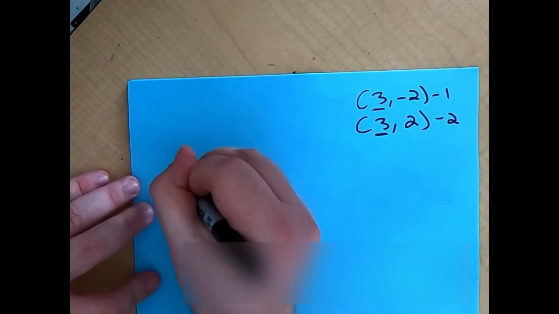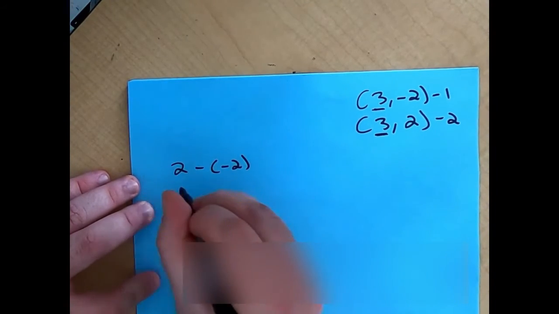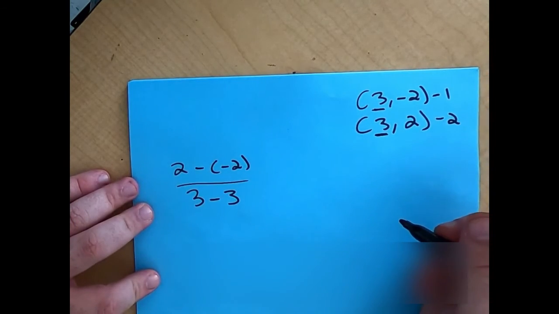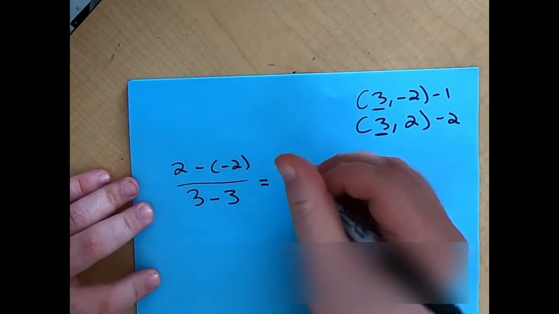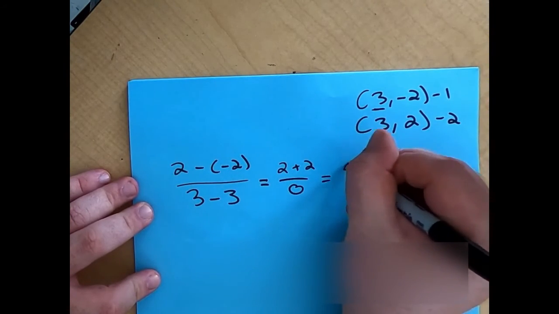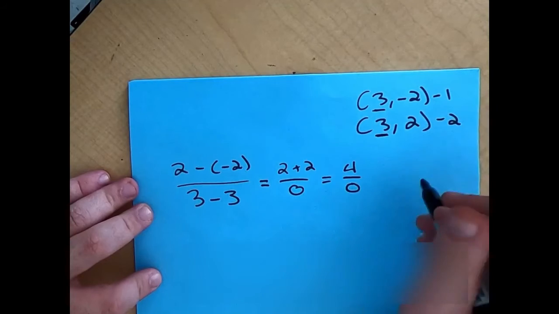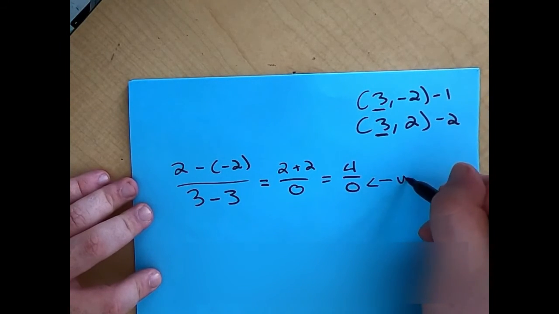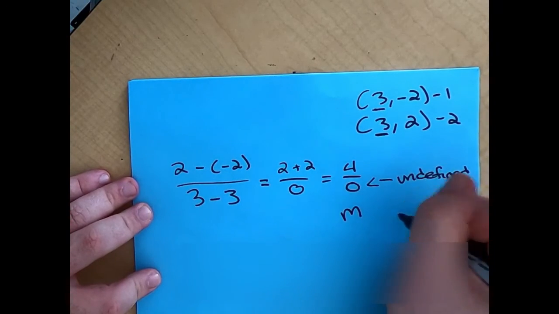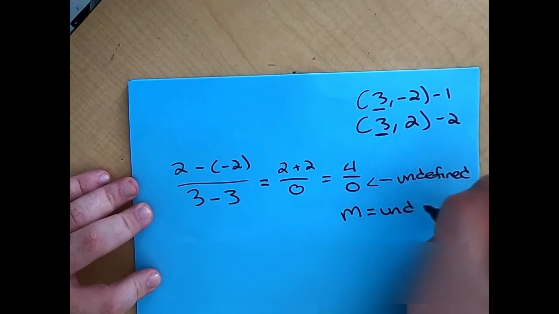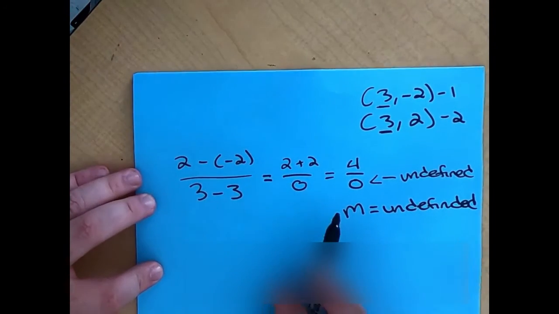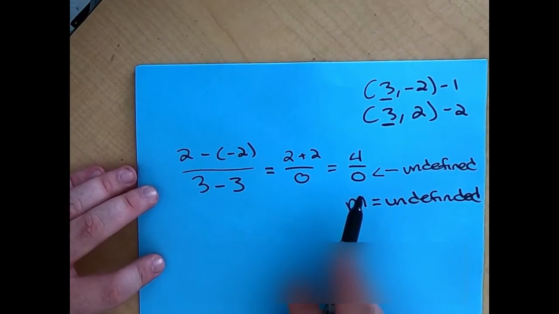So y2 is 2 minus negative 2 over 3 minus 3. All right? So we get 2 plus 2 over 0. We get 4 over 0. What did we just talk about? This is an undefined value, right? So our m value is undefined. Because you can't divide by 0. At least in algebra 2, you cannot divide by 0.